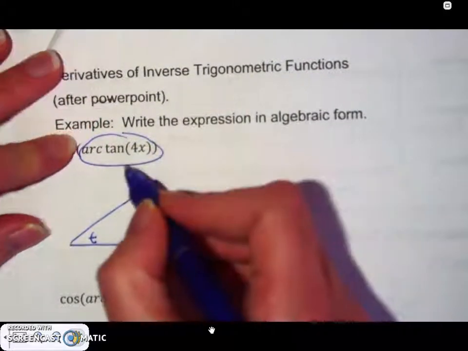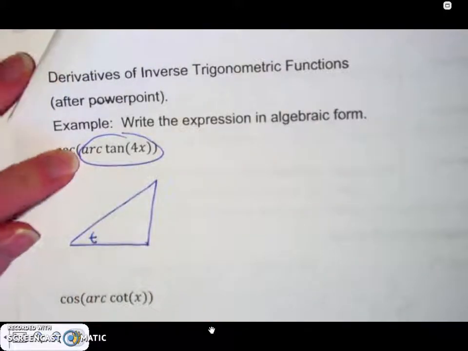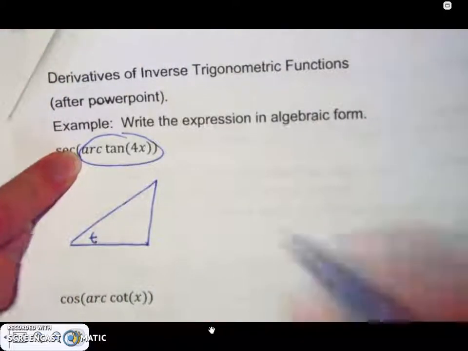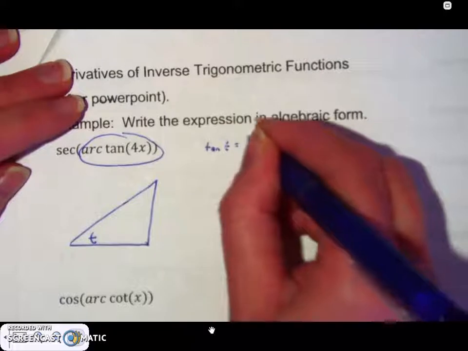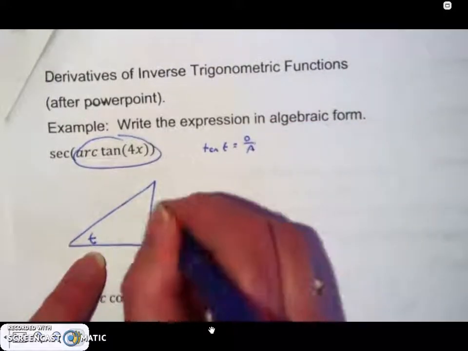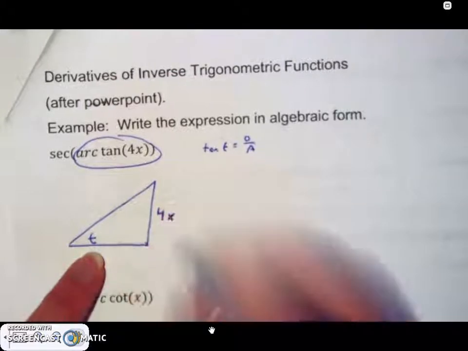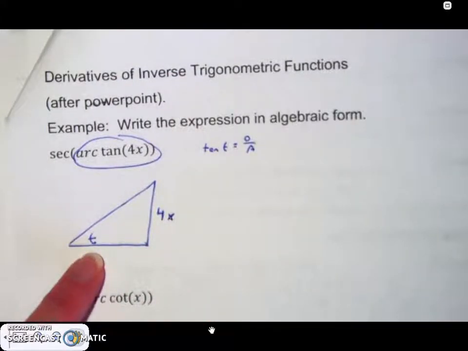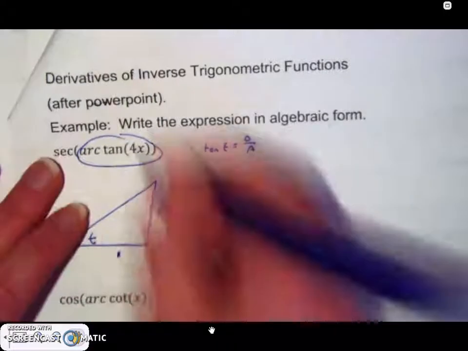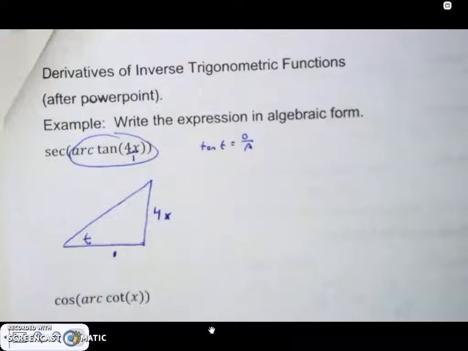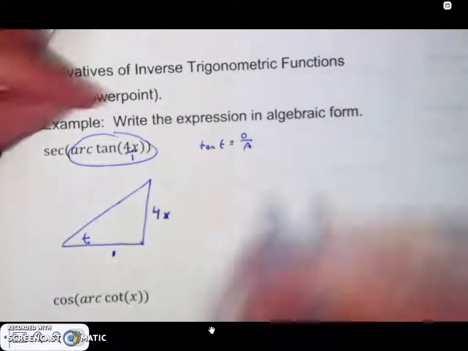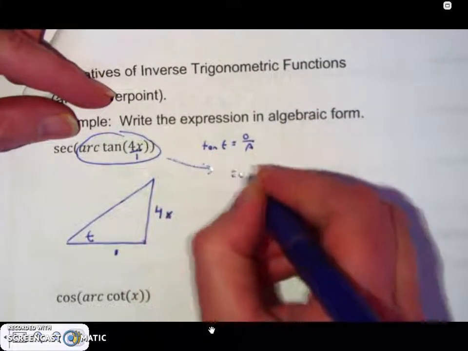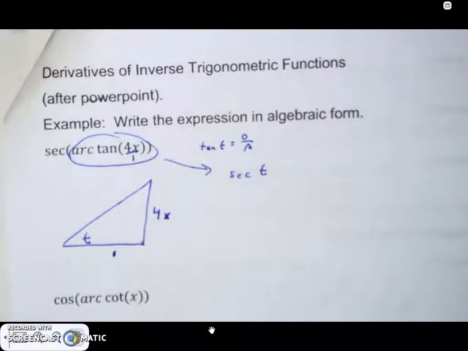Okay. So T is going to be the angle whose tangent is 4x. We need to think about tangent. Tangent is a ratio of which two sides? Opposite of this, I'm going to put the 4x. Adjacent, any idea what I could put? 1. Perfect. To make that a ratio, you could do 4x over 1. So I need to find the secant of the angle whose tangent is 4x. Basically now I'm finding the secant of angle t, because I made t the angle whose tangent is 4x.